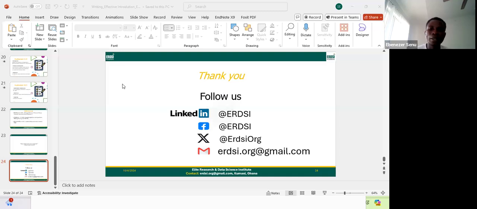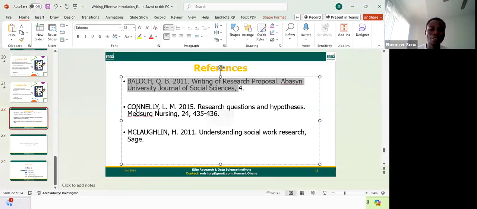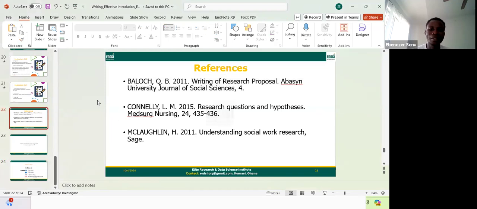You have to always have your authors' references, because whatever you are going to write is people's knowledge. You have to always reference anything that you've done, and references tie the whole thing together.